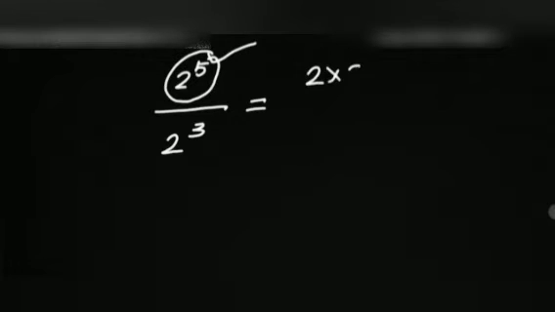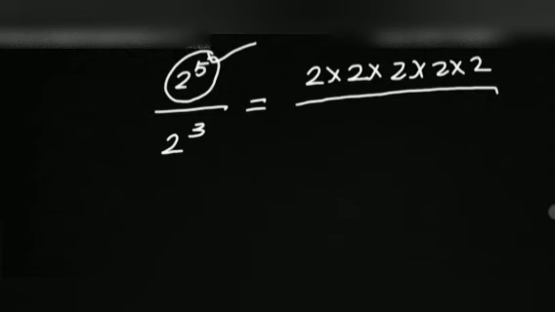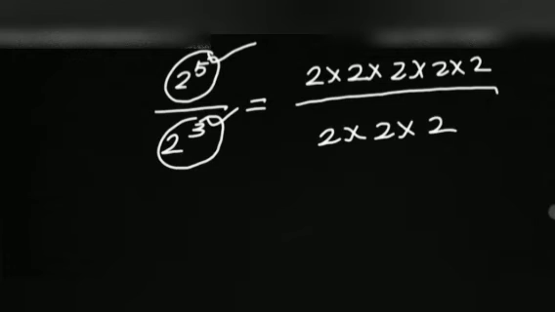2 raised to 5, or 2 to the power 5, means what? 2 is multiplied how many times? Yes, 2 is multiplied 5 times. That means 2 into 2 into 2 into 2 into 2, isn't it? By 2 to the power 3 means what? 2 is multiplied 3 times. That is 2 into 2 into 2. So, let us try to find out the value of this.